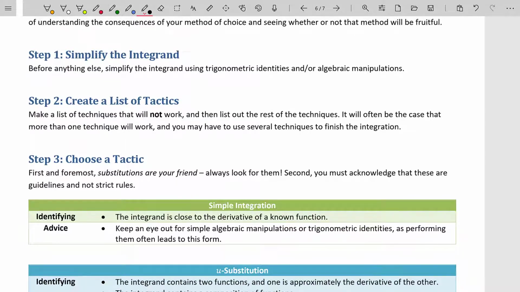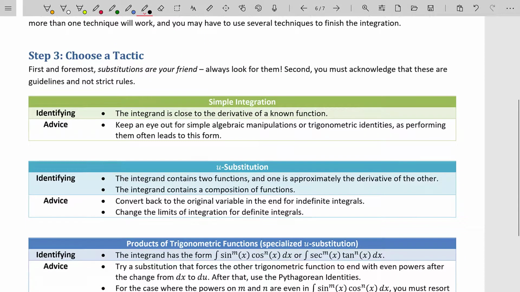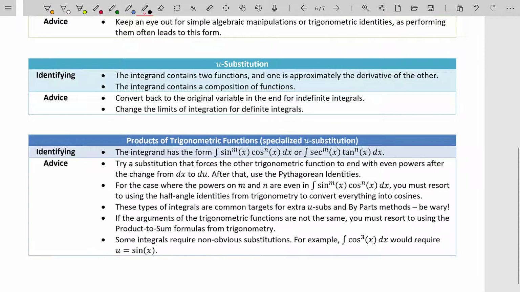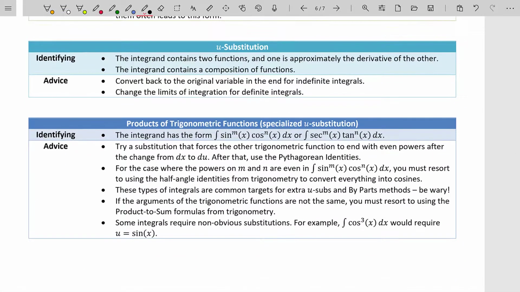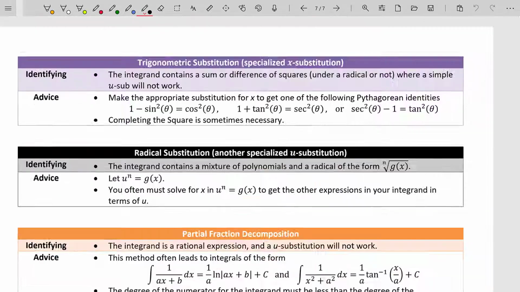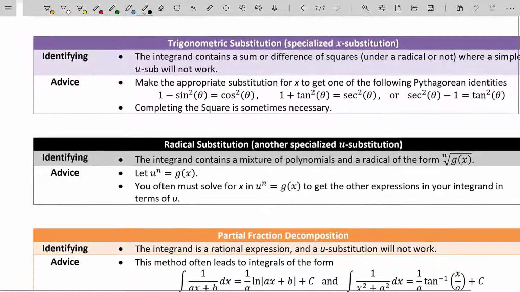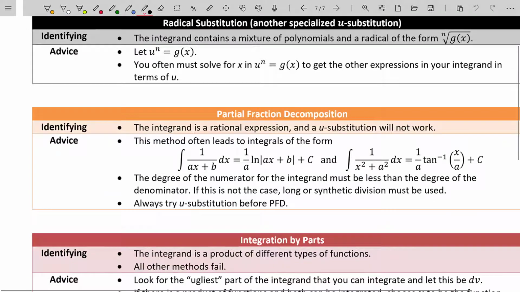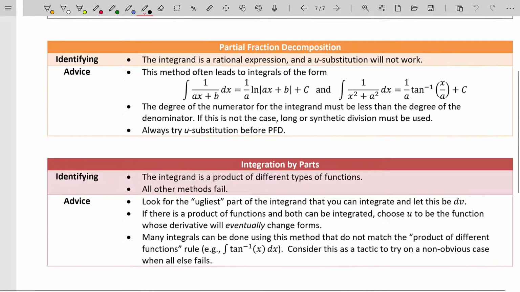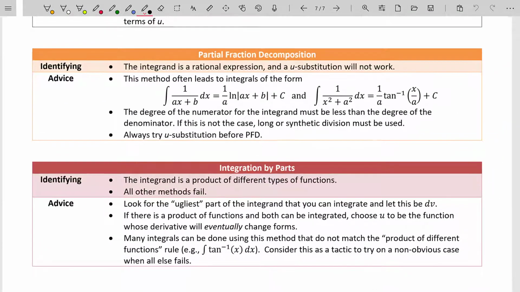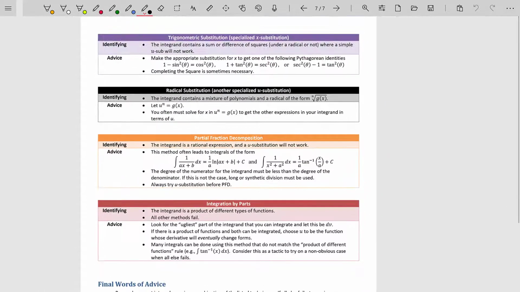You have this list of tactics remaining after you've created that list and crossed out the stuff that wouldn't work. And those tactics would be simple integration, u substitution, products of trig functions, which often is called trig integration. Then you have trig substitutions, radical substitutions, partial fraction decomposition, and integration by parts. Notice how I've written these. I actually write them in the order of my preference. So these are actually ordered specifically for me.